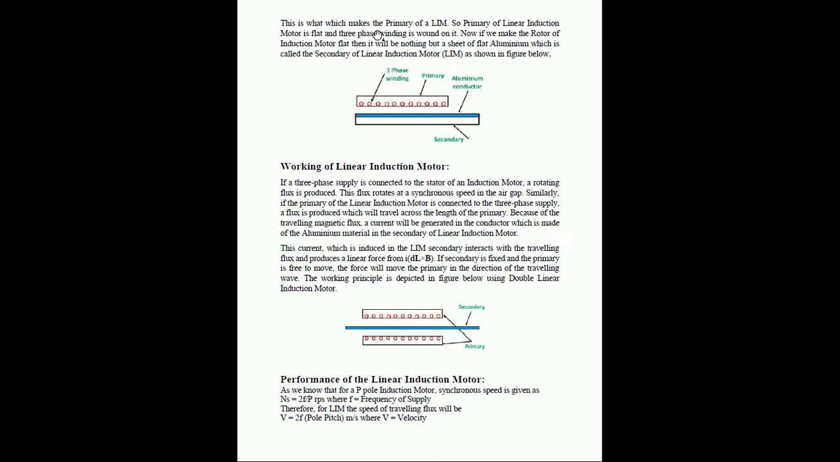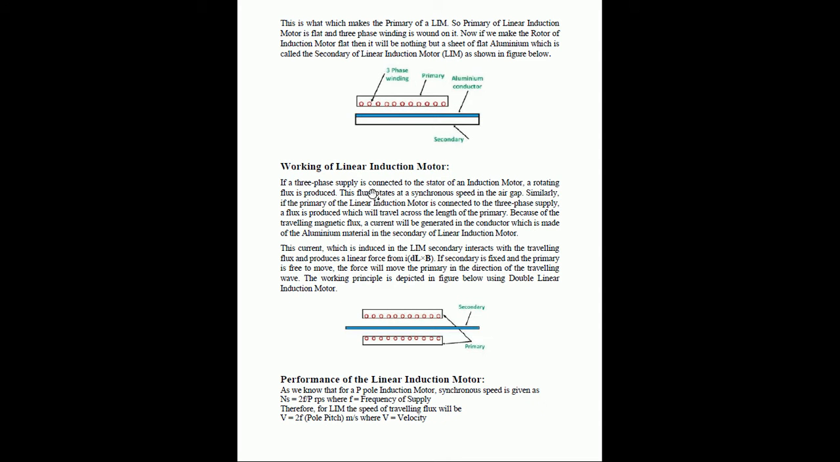This is what makes the primary of the linear induction motor. So the primary of the linear induction motor is flat and a three-phase winding is found on it. Now if we make the rotor of the induction motor flat, then it will be nothing but a sheet of flat aluminum, which is called the secondary of the linear induction motor, as shown in the following figure. This is the secondary of the linear induction motor.